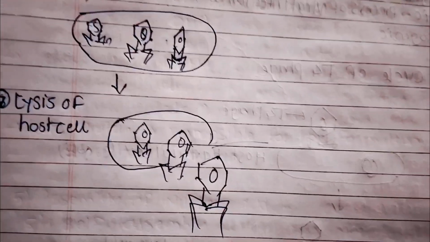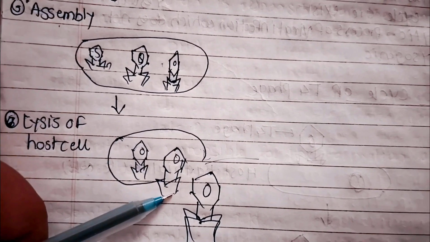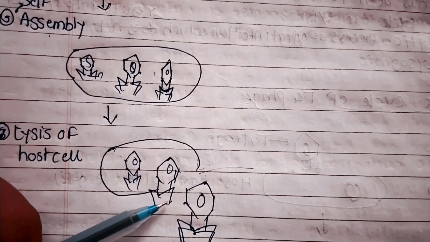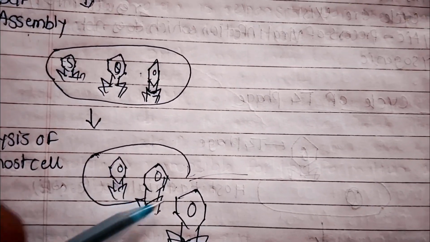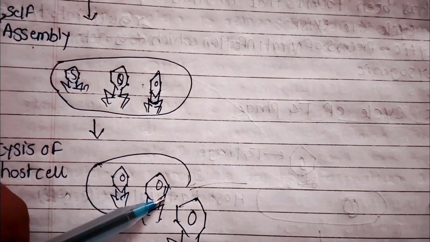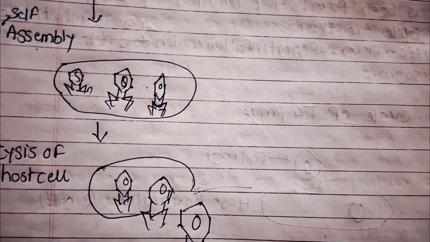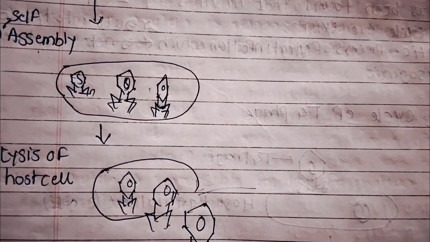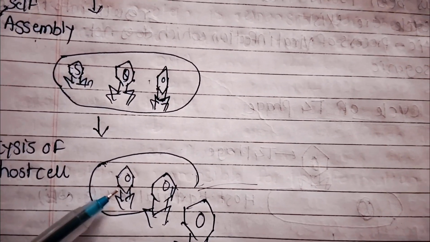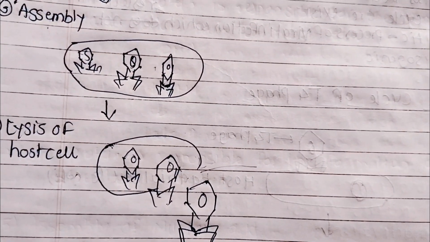Here the tip of the bacteriophage contains the lysozyme enzyme. This lysozyme enzyme attacks the cell of the host, which is the bacterium E. coli, and as a result it lyses, it bursts, and the bacteriophages made inside get released. This process is known as the lysis of the host cell.